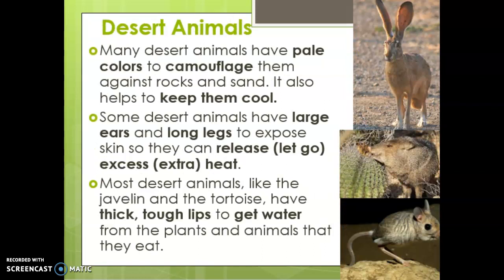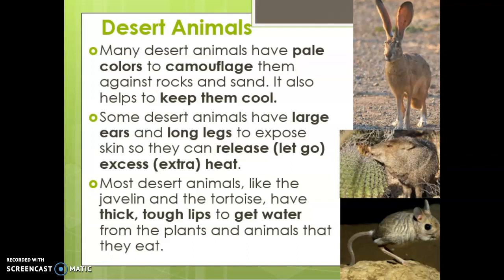And how do desert animals survive? Well, many desert animals have pale colors, as shown in all of these three organisms. Why? To camouflage them against rocks and sand. Lighter colors also help keep them cool. Some desert animals have large ears and long legs, as shown here in this desert rodent and in this jackrabbit, to expose skin so they can release, that means let go, of excess or extra heat.